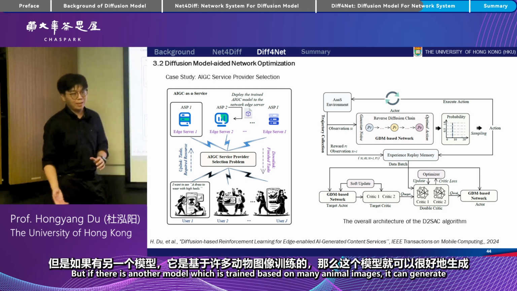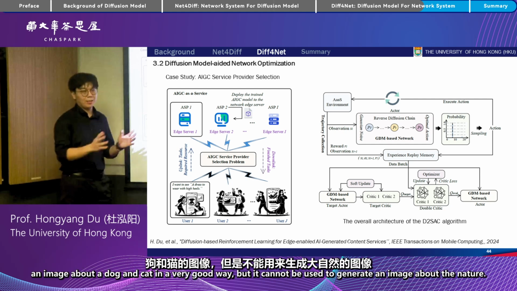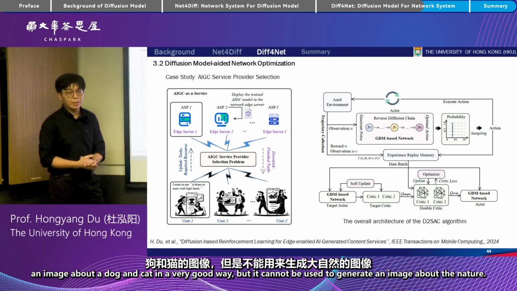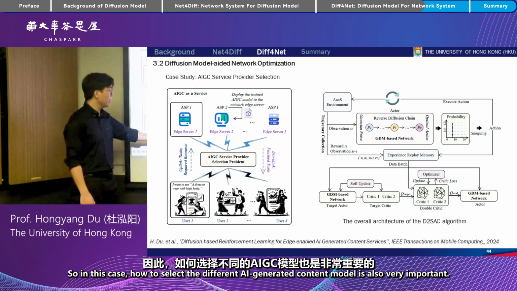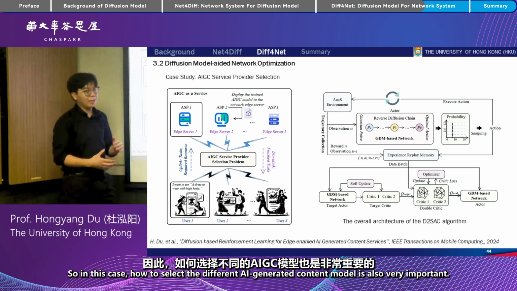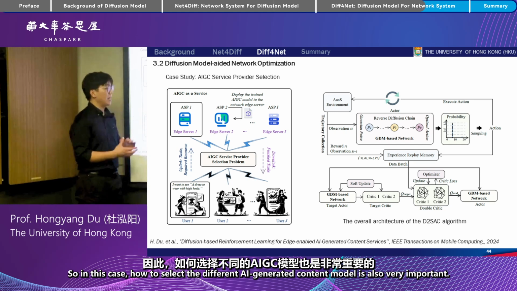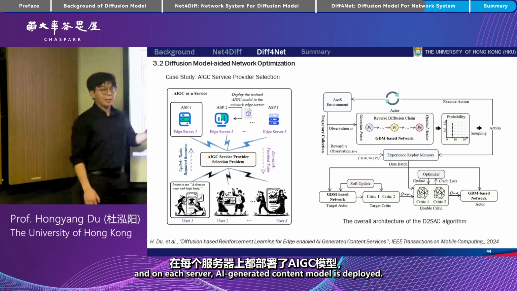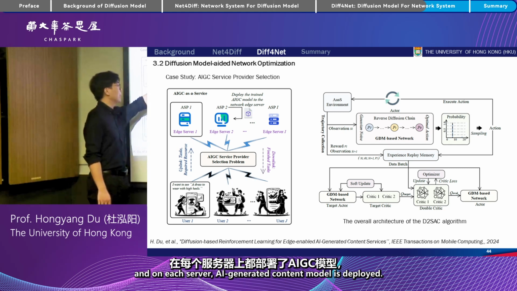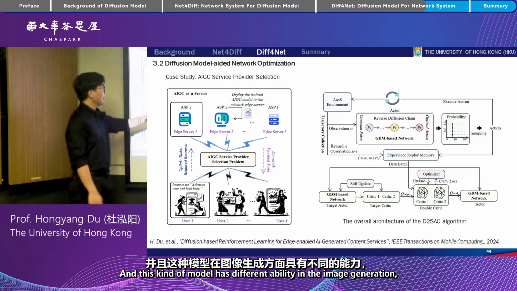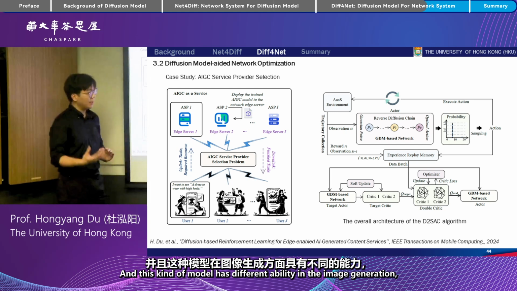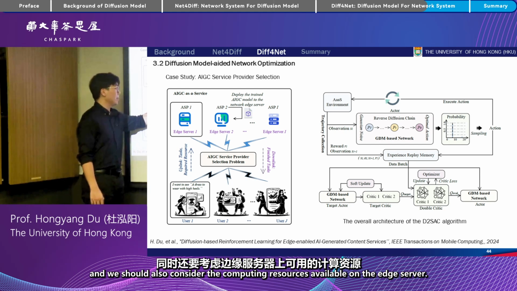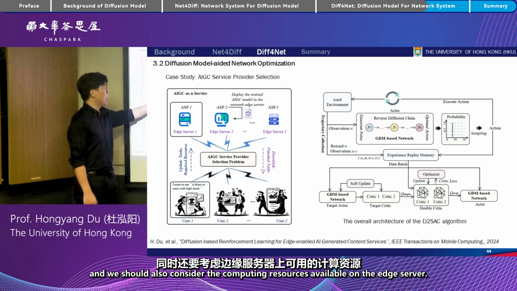But if there is another model which is trained on many animal images, it can generate an image about dogs and cats in a very good way, but it cannot be used to generate an image about nature. So in this case, how to select the different AI-generated content model is also very important. And here we consider there are many different edge servers, and on each server, an AI-generated content model is deployed. This kind of model has different ability in image generation, and we should also consider the computing resources available on the edge server.